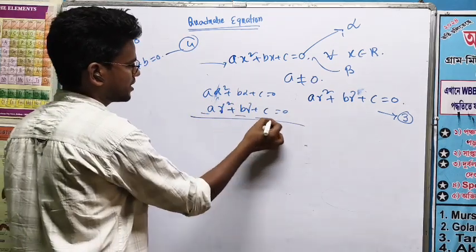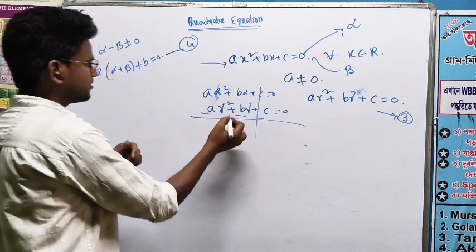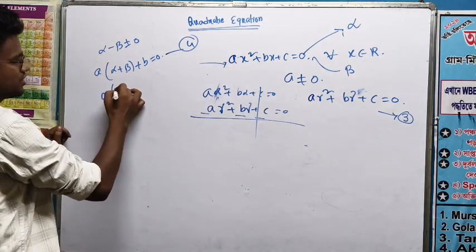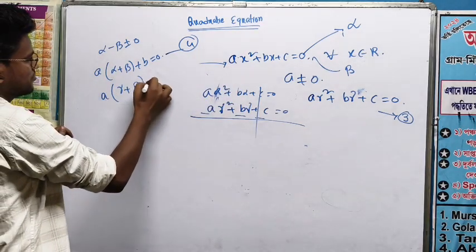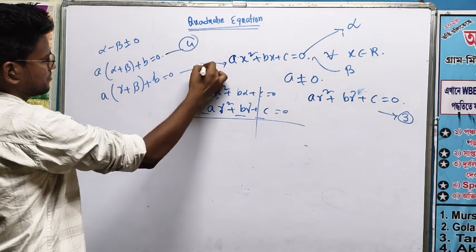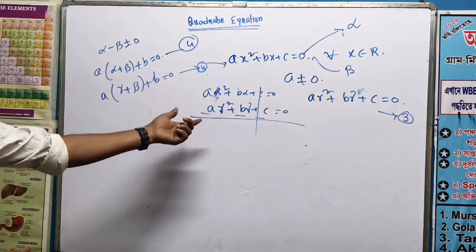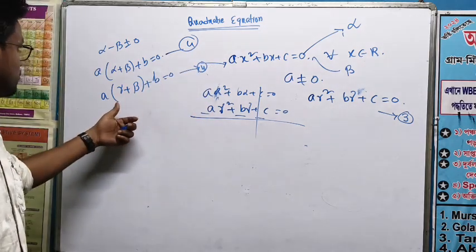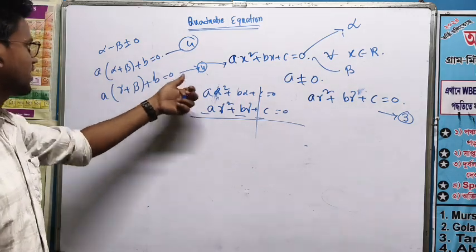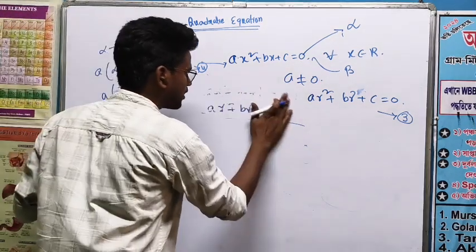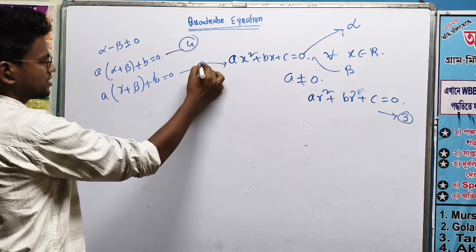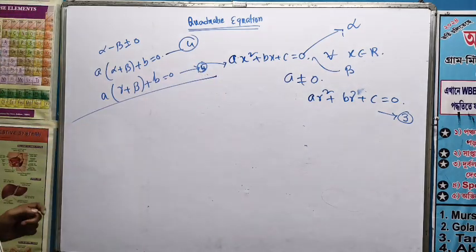That means this cancels out. Another, we will get a(gamma + beta) + b = 0. This is number 4. By the similar pattern, we will get a(gamma + beta) + b = 0. So now we subtract, this is number 5, 4 from 5.